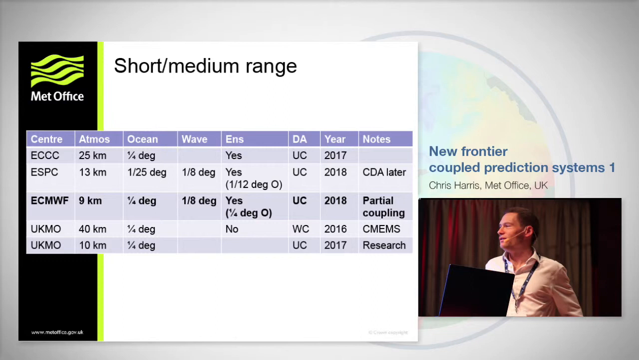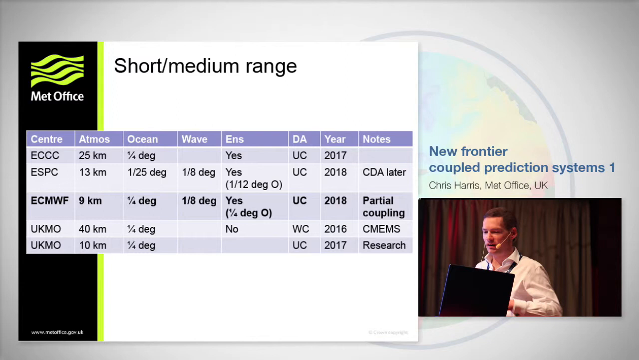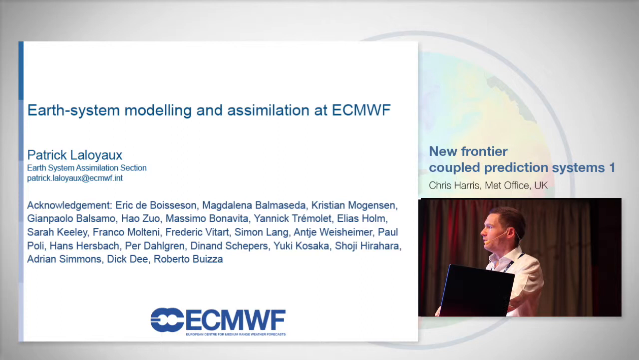I'll move now on to ECMWF. So I've got a few slides from what they're doing. They've got a very high resolution atmosphere, 9 kilometres. But the ocean is still relatively low, in some people's eyes, at a quarter of a degree. And in fact, they've only relatively recently moved to a quarter of a degree from 1 degree, which they were using for a lot of their systems for a long time. As I say, they're using uncoupled data assimilation at the moment. So these are some slides from Patrick at ECMWF towards the end of last year.